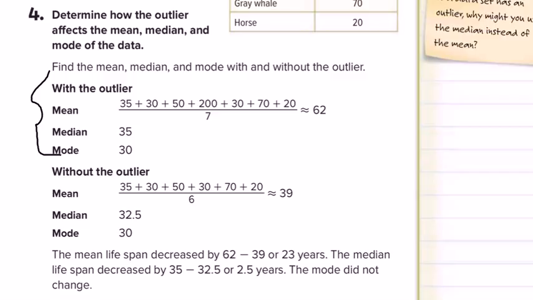Then I'll line up my 6 data points and find that middle number, which is going to be 32.5. And then I'll find the mode, which is 30 because there's still two 30s that are repeated here.